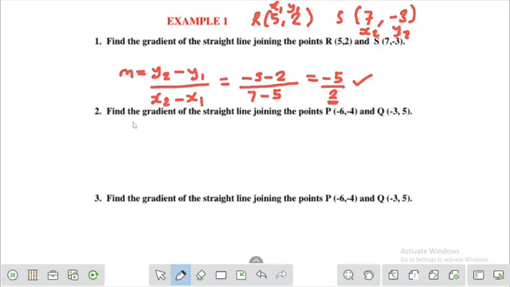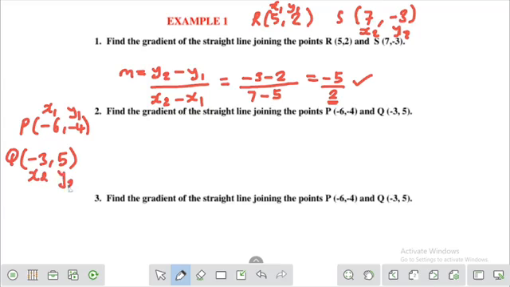Our question 2 reads, find the gradient of the straight line joining the points P, which is (negative 6, negative 4), and Q, (negative 3, positive 5). So again, let's take note of the points. So for P, we have negative 6, negative 4, and we also have point Q, which is having the points negative 3, 5. So let's name our coordinates. This is x1, and this is y1, and this is x2, and this is y2.